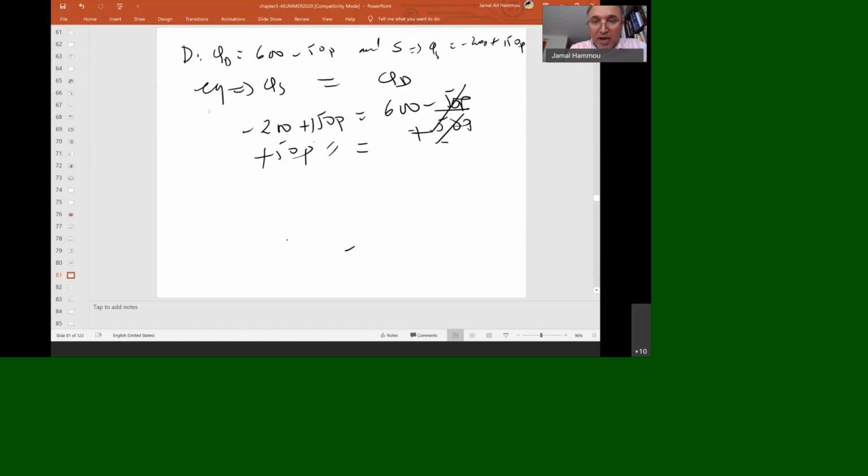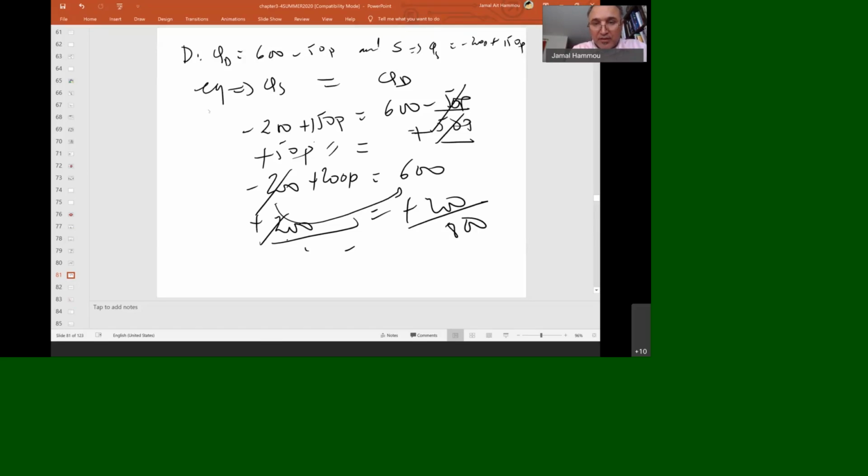And then you will have minus 200 plus 200P equal to 600. Then I can bring this one to the other side: minus 200, I would do plus 200. That's it, so 800. This cancels. 200P equals 800. And I will divide both sides by 200. That gives me the price equilibrium equals 4.